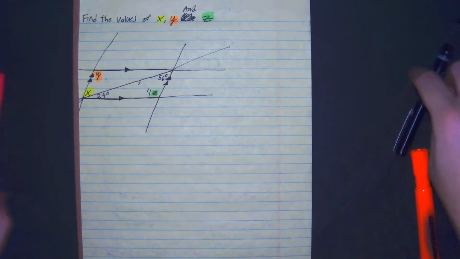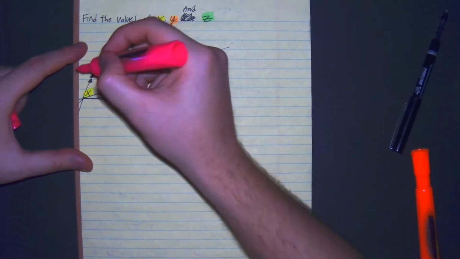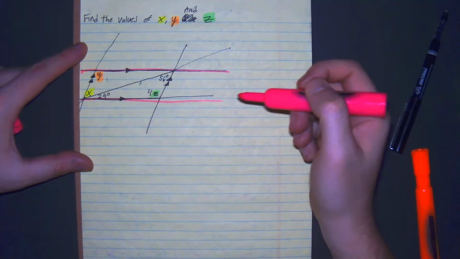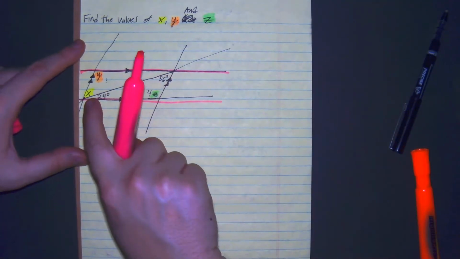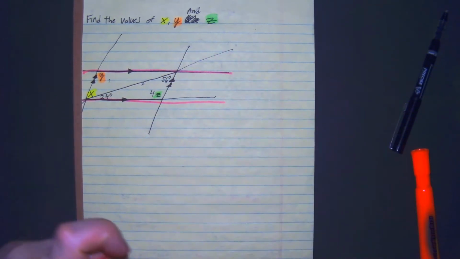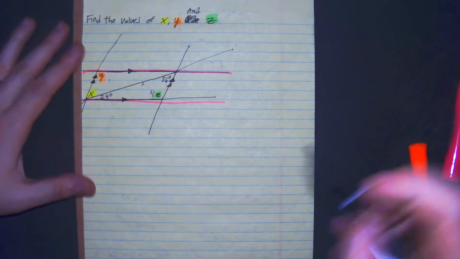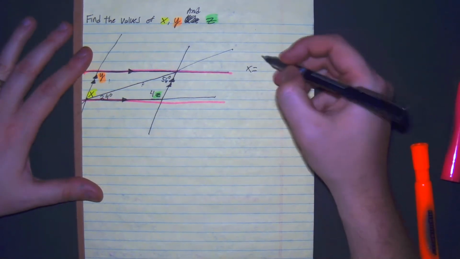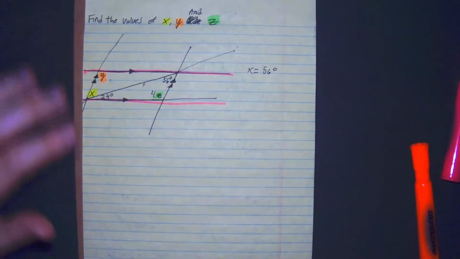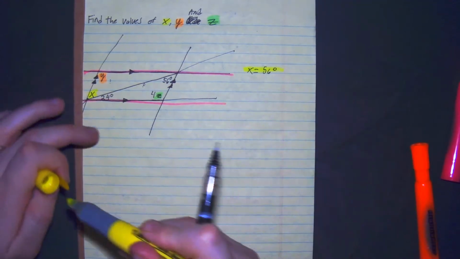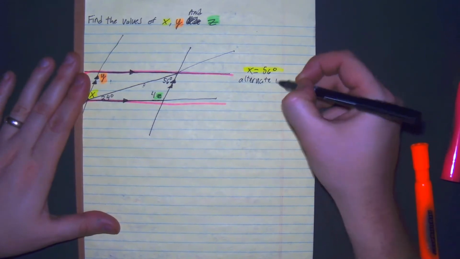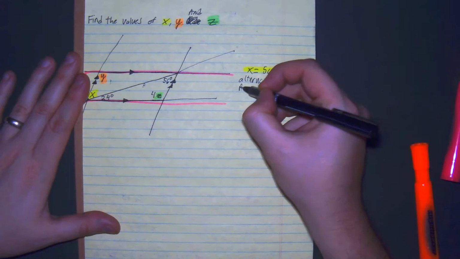First thing first, with x, we have this parallel line. Okay? And then we have a transversal that's cutting through the middle. So if that's x, x has to be the same as that 56 degrees. So first thing is x is equal to 56 degrees. And what's the reason behind it? Well, let me just highlight this so we can get a visual. Alternate interior angles.